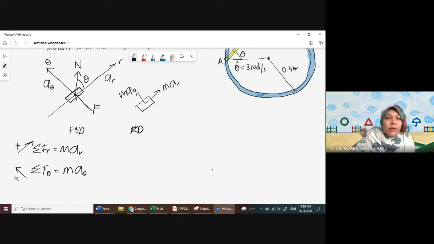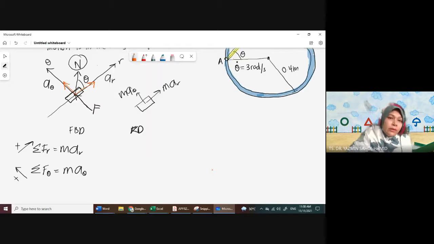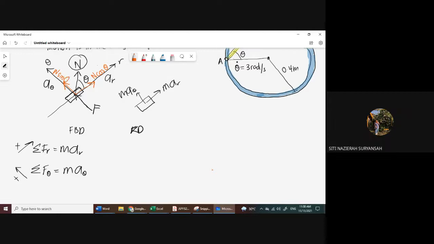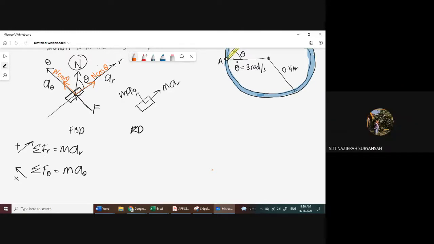So for FR, if you notice, what is in the FR direction? What is the forces in the R direction? Tak ada. It means our normal Fn ni kita kena buat apa? Kita kena resolve lah. Betul tak? And how do you resolve it? One will be N cos theta. And the other one will be N sin theta. Okay. So FR will be N cos theta.